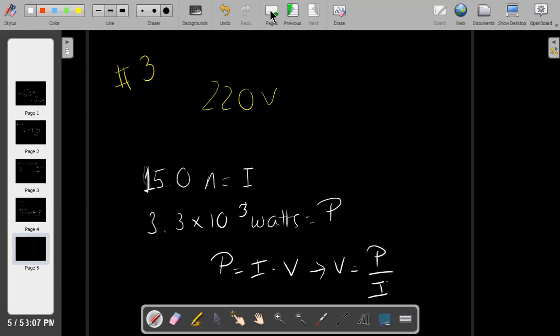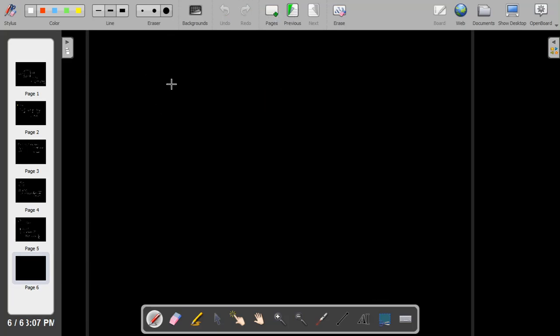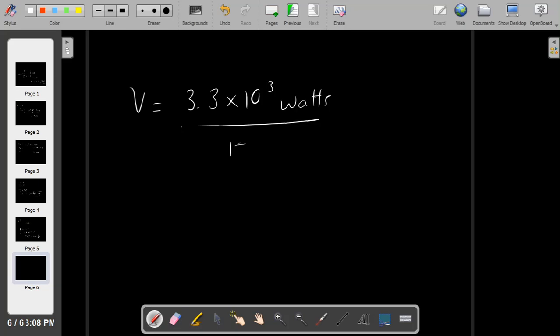You do. So let's get another page right here and put all those numbers in. Your voltage equals 3.3 times 10 to the 3 watts, okay, divided by your 15 amps. And if you do your math, you should be getting the 220 volts we said your answer needed to be. So there you go. If you didn't get this, check your calculations with your calculator, okay? Very good. So let's look now at number 4.